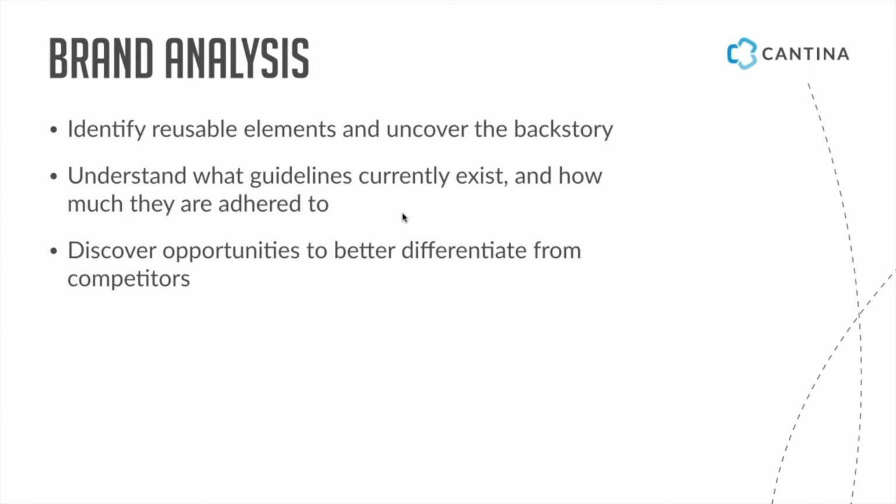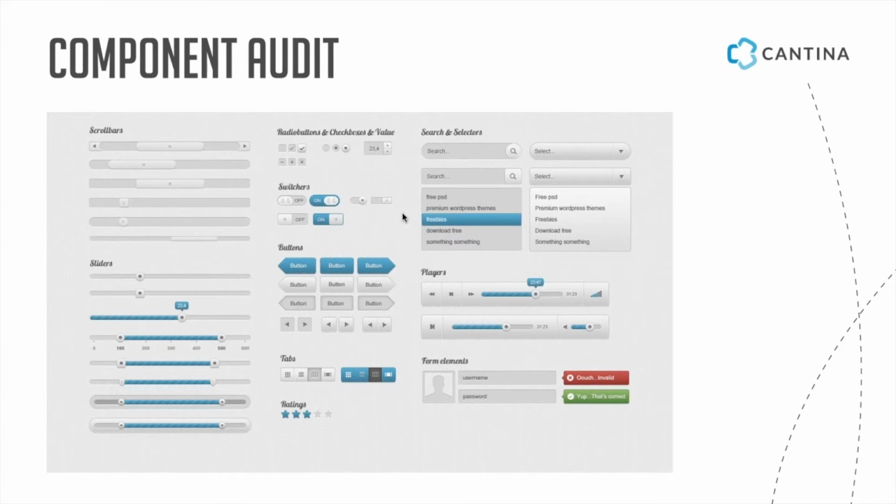All right, our third input is what I call a component audit. Component audits basically involve taking a look at an established user interface or even interfaces of similar products and developing an understanding of what type of atomic elements are going to be needed. Things like buttons, things like sliders, drop-down menus, all of those individual pieces.